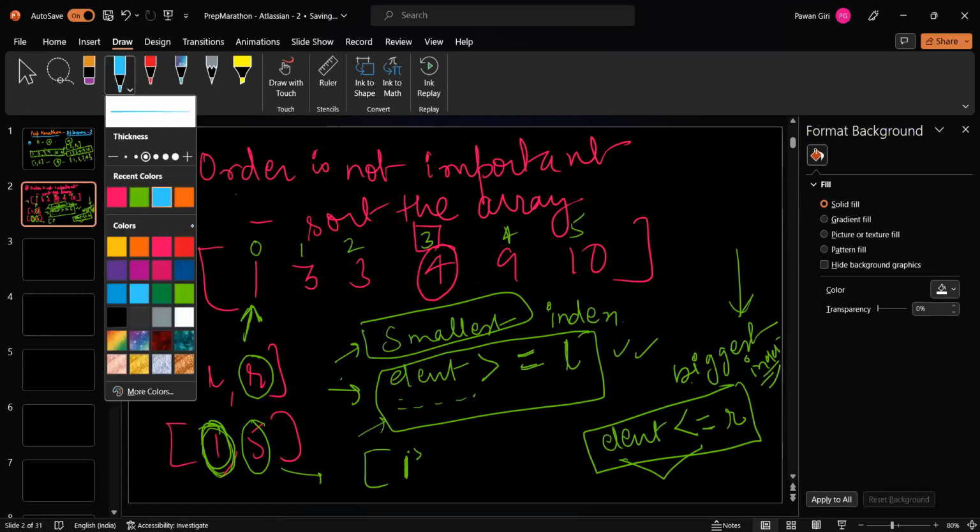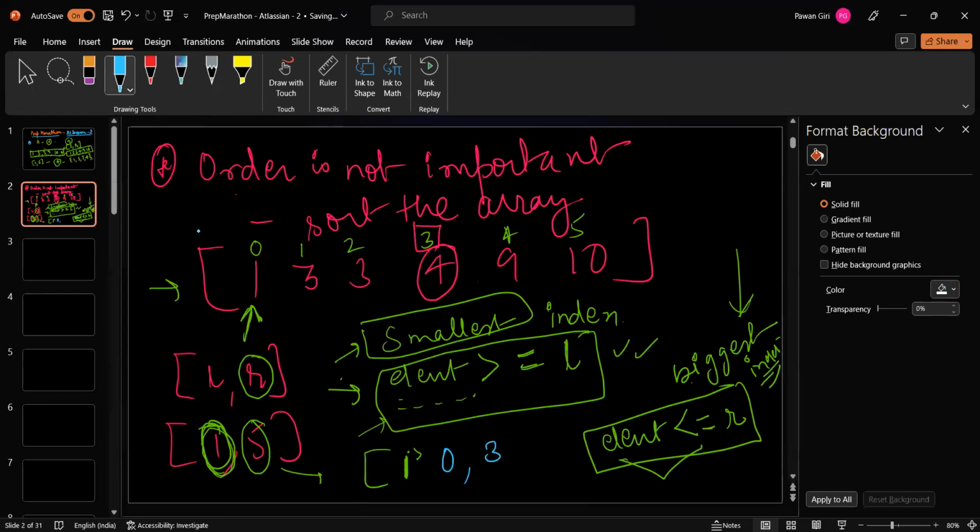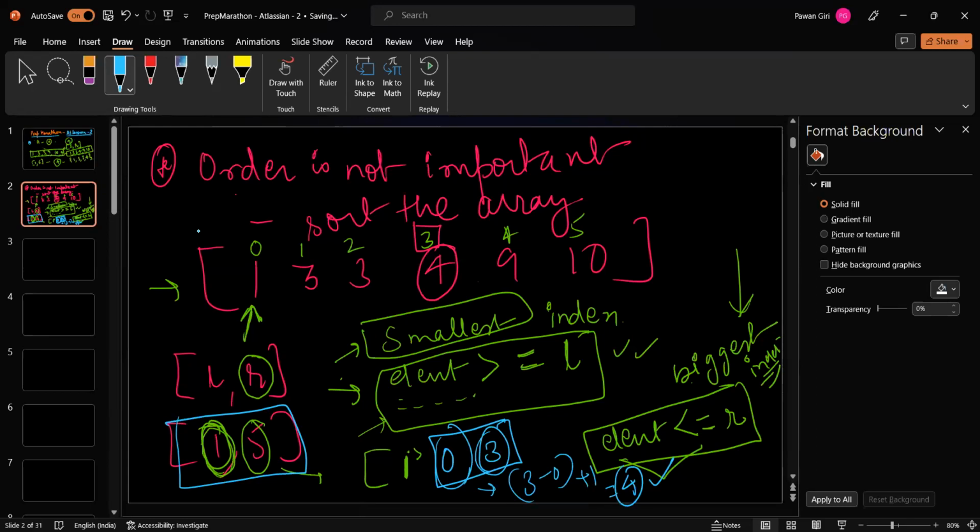So I got my smallest and biggest index. The smallest index is 0, the biggest index is 3, and the number of elements that fall in this range between 1 to 5, how many are there? I already told you, it is very simple: bigger index minus smaller index plus 1. It is 3 minus 0 plus 1. I got 4, and it is right also. The number of elements between these two indexes is 4.